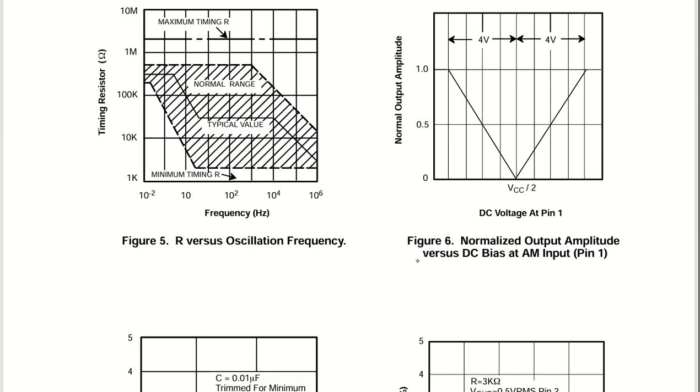Now, R versus oscillation frequency is also there. If you want a timing resistor, what is the frequency that you need? For that purpose, you can connect, let us say, a 10 kilo ohm resistor at the timing capacitor. Then you will have around 10 hertz, or less than 10 hertz, frequency. If you connect a lower resistor, then it can go to a higher frequency setting. So the output frequency setting will be based on the timing resistor.